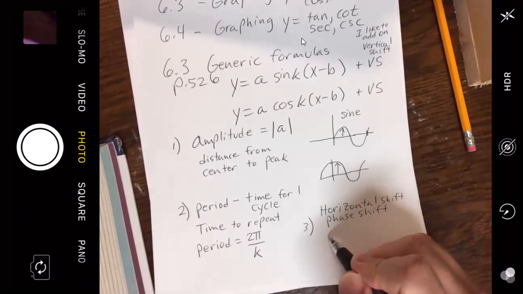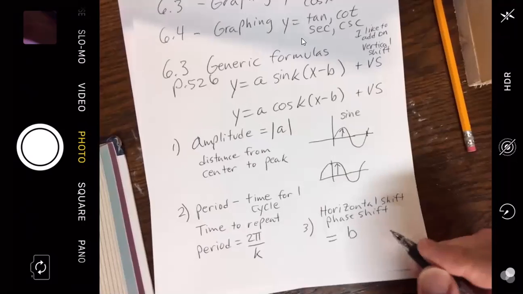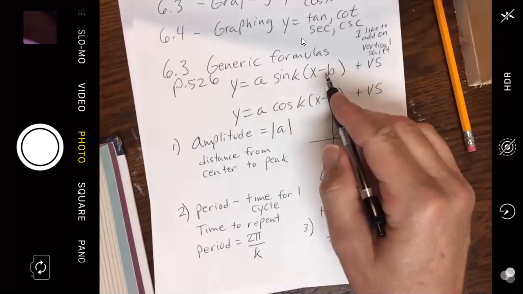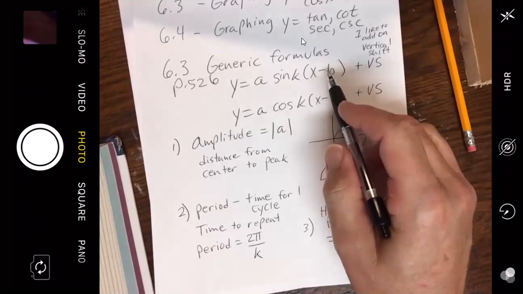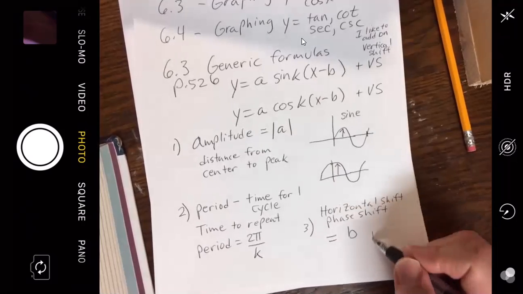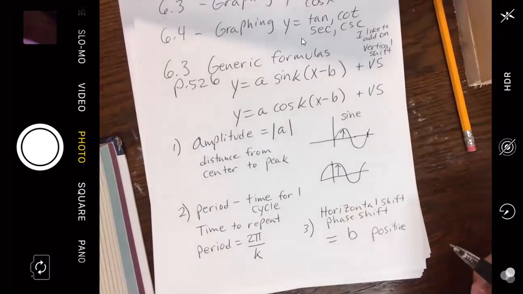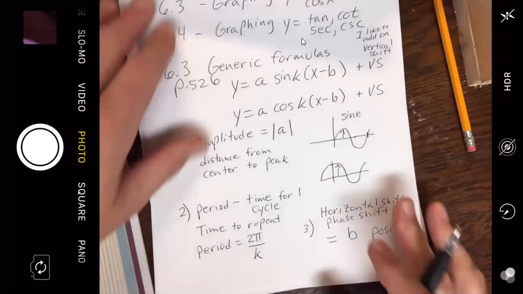And the horizontal phase shift, written in this form, is just equal to B. Notice that once again, just like a circle or just like a parabola, at least on the x-coordinate, the formula shows a minus, but your B is positive. All right, so we'll work a couple examples here. You can graph these on the calculator.